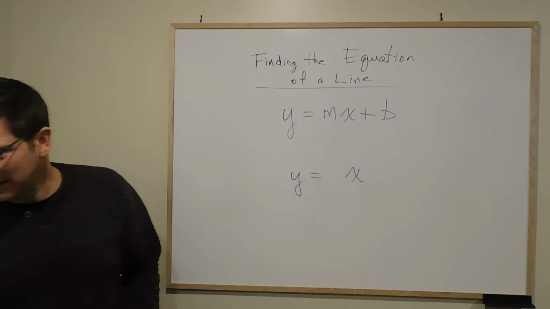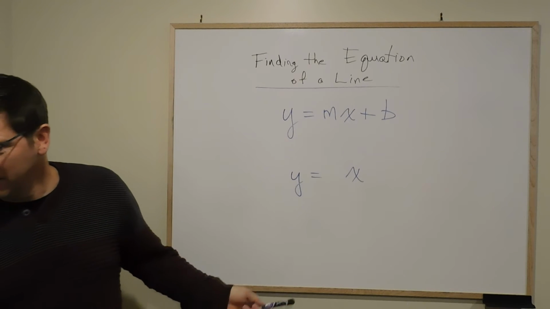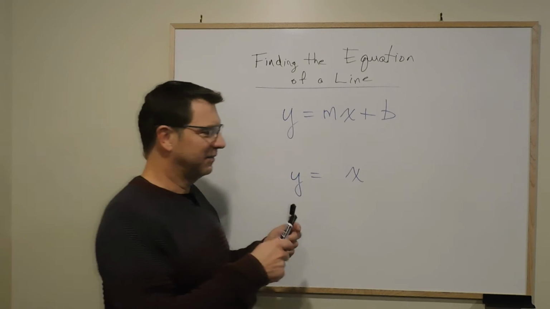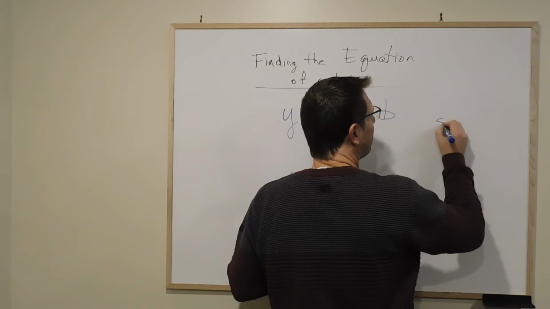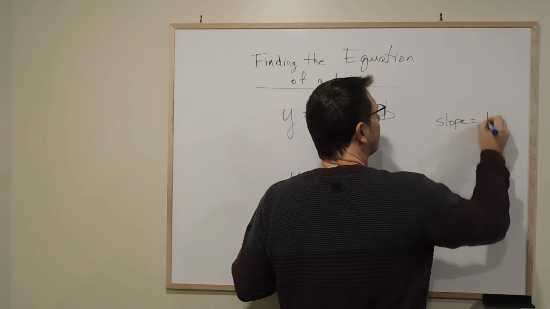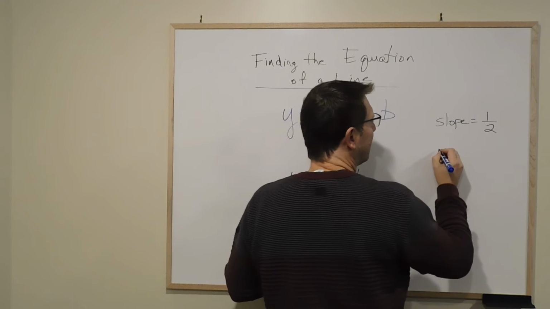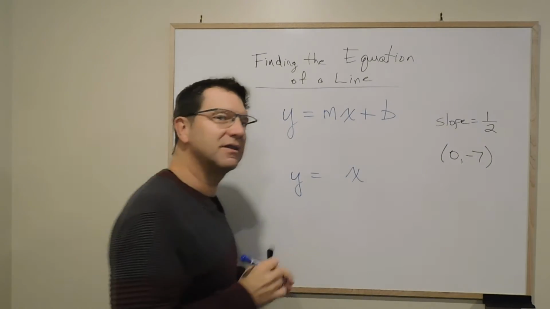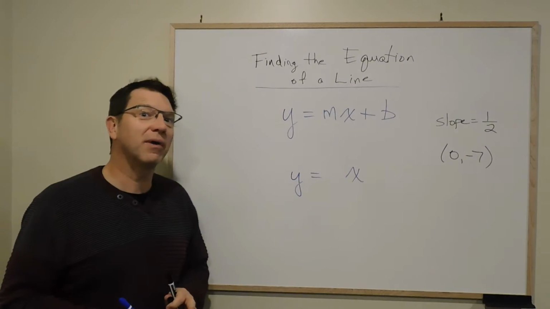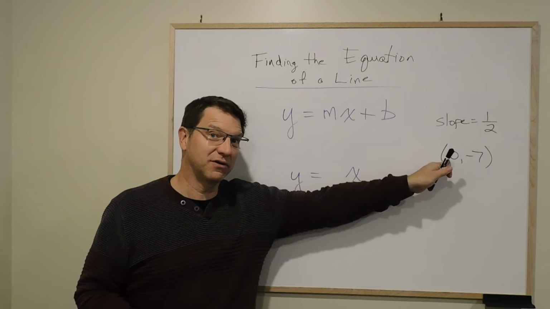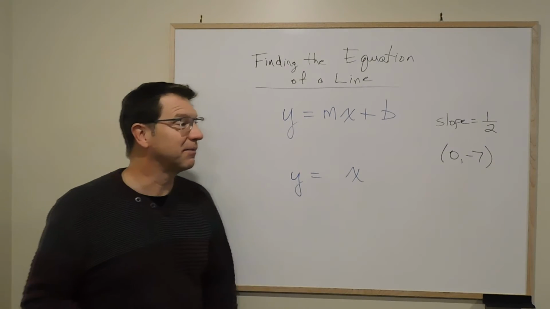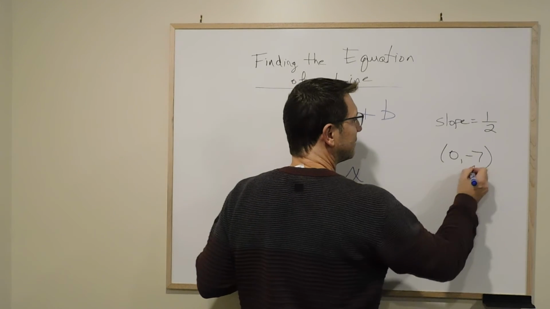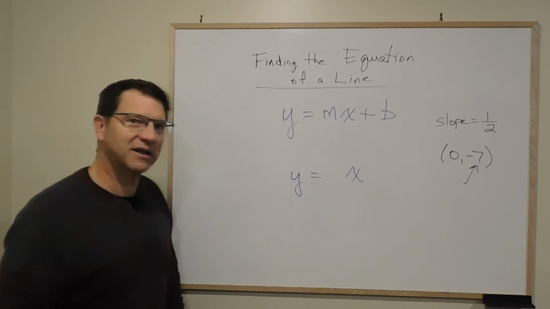The second one says the slope is 1/2 and the y-intercept is (0, -7). Still easy. When you think about it, they told me the slope was 1/2, and then they told me I had this point (0, -7), which was the y-intercept. How I know a point is a y-intercept is when the x value is 0. If the x value is 0, it's a y-intercept. So I can say, well, hold on, this is where it crosses the y-axis, because the x is 0.